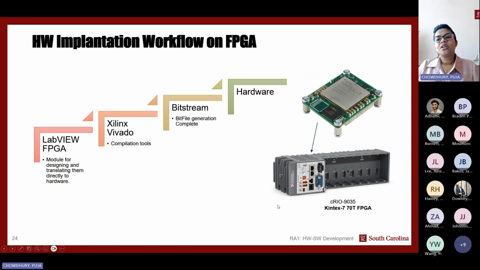After software implementation, I did hardware implementation in FPGA for both FFT and MLP. Here, I use the Serial 9035 Intex 7 FPGA for hardware implementation. Here are some steps of this hardware implementation. Normally, we use LabVIEW FPGA for this implementation, which is a module for designing and translating them directly to hardware. After this, the next step is the Xilinx Vivado, which is a compilation tool. After that, if we run, it's saved into a bit file generation, and it ends up with the hardware implementation.